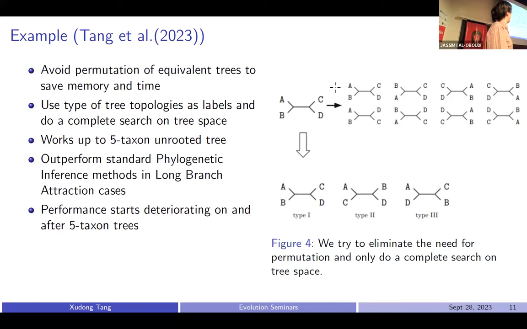But it does outperform standard phylogenetic inference in long branch attraction cases. The long branch attraction cases only occur in 4 taxon unrooted trees, but most phylogenetic inference methods don't work for LBA cases. This neural network does. The performance starts deteriorating really hard on and after 5 taxon trees. For 5 taxon trees, it merely works. For 6 taxon, it doesn't work at all.